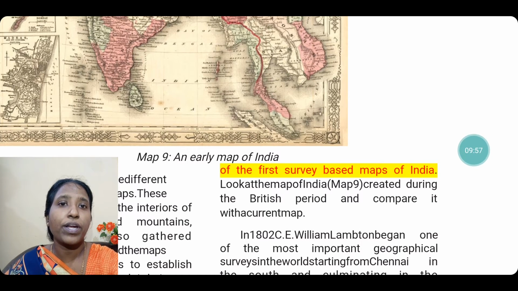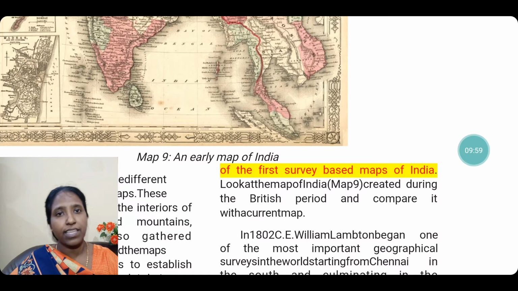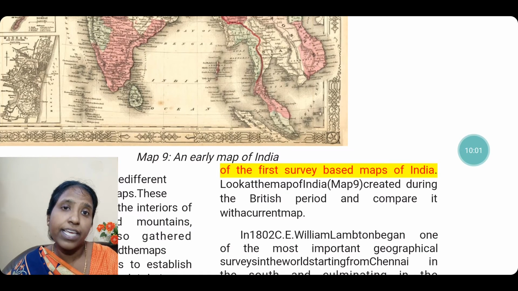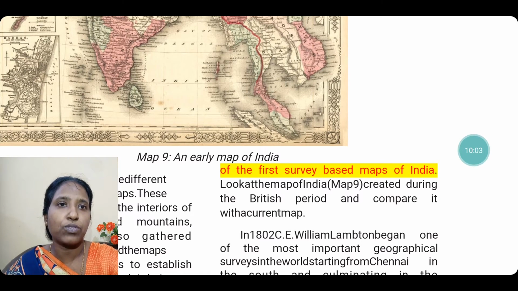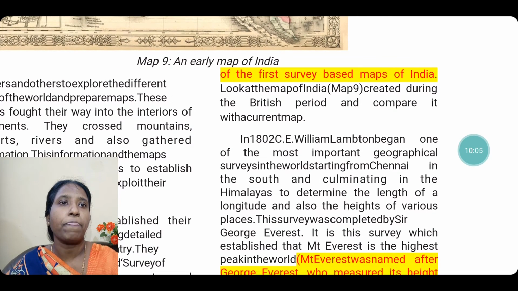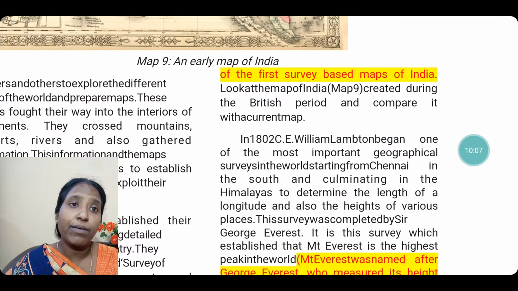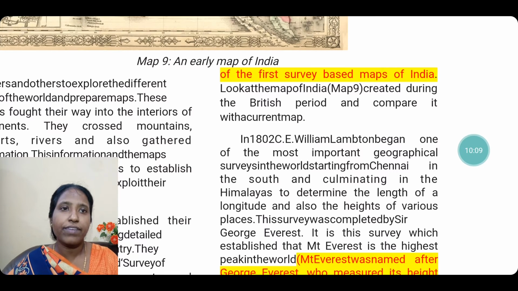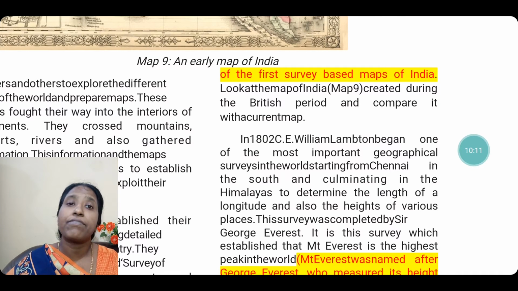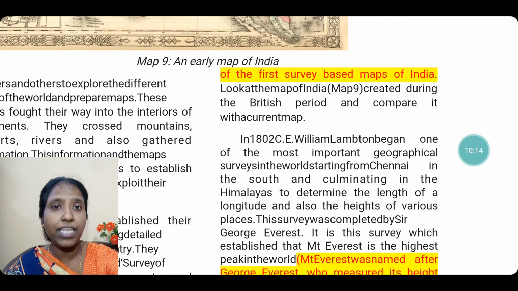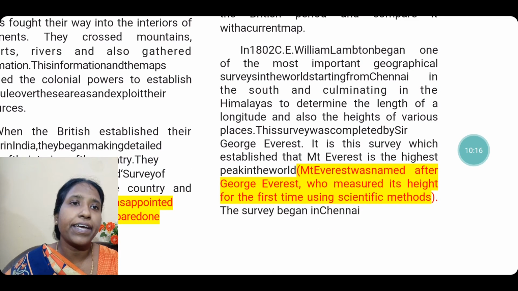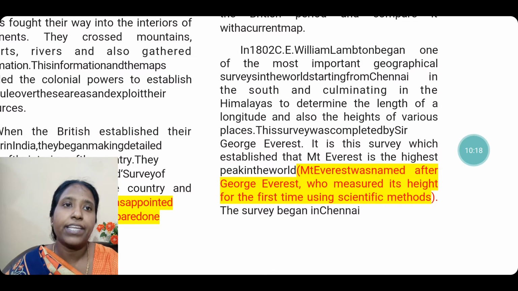Okay, and he was the one who took the survey where the rivers are there, where the valleys are there, where hills are there. He made the map. So you can see the map over there. And William Lambton began one of the most important geographical surveys in the world, starting from Chennai. So with the sea level, he made an entire survey of the land in India.